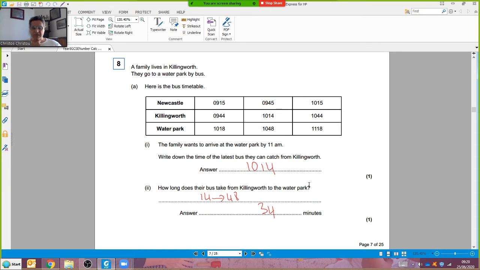How long does the bus take to go from K to the water park? Well, from there to there, I can count 34 minutes, and that's just one mark. So from 14 to 48, I just took the minutes, and I saw there's 34 minutes on that bus.